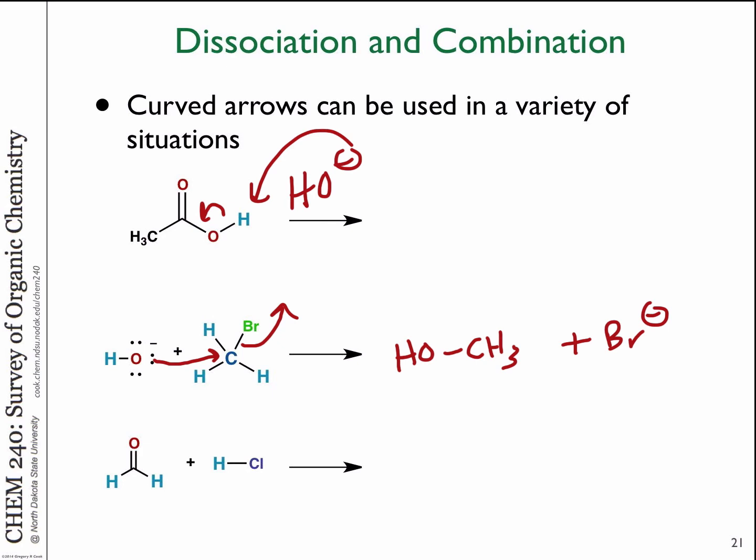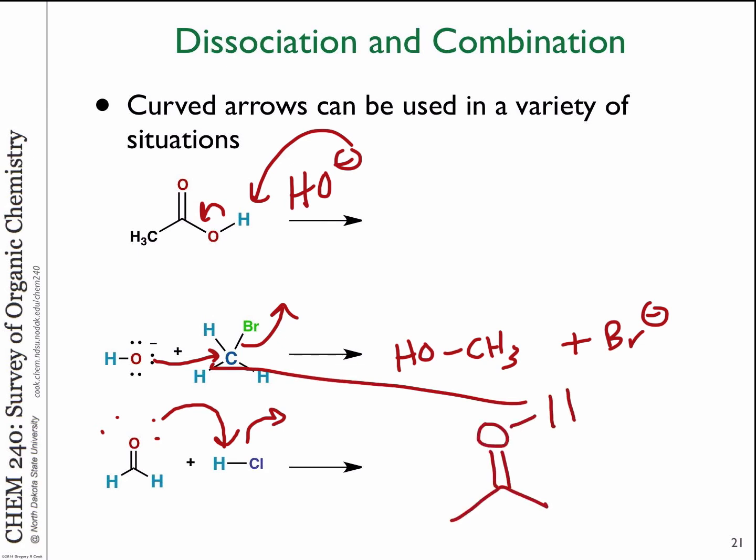And many things can be protonated. Here, for example, a lone pair takes hydrogen from HCl. And can form something like that. So all of these arrows, reaction arrow, electron flow arrows, all help us describe and talk about how reactions take place. Okay?